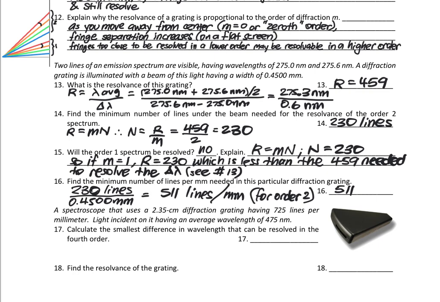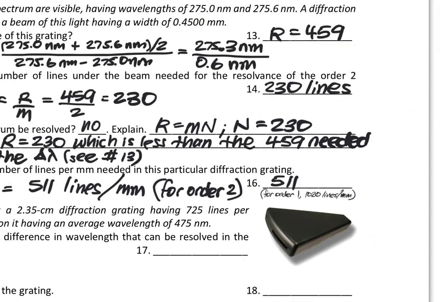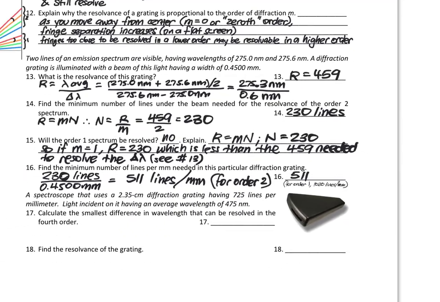I guess if they wanted the first order to also be resolved, then it wouldn't be 230 lines. It would be 459 lines. And so that's 459 over 0.45. And that would be 1020 if you want to resolve order 1. So there you go.